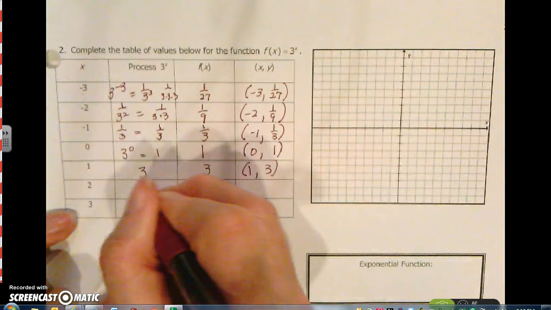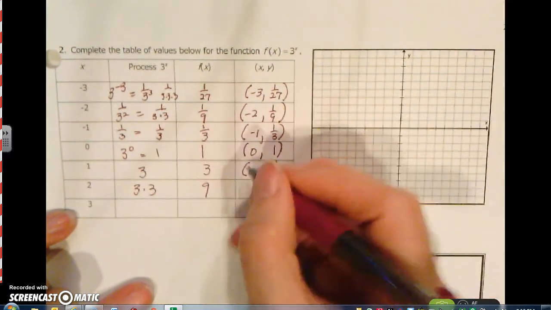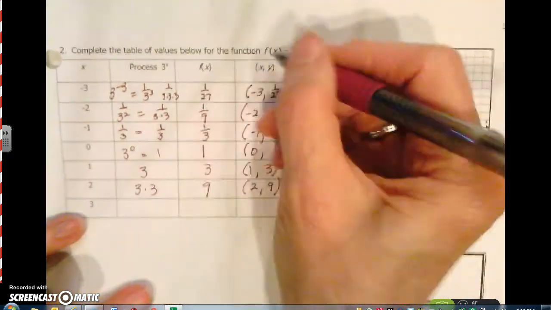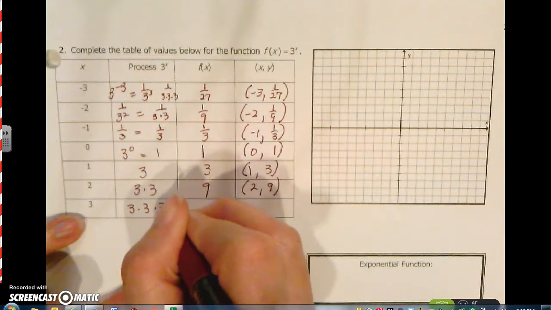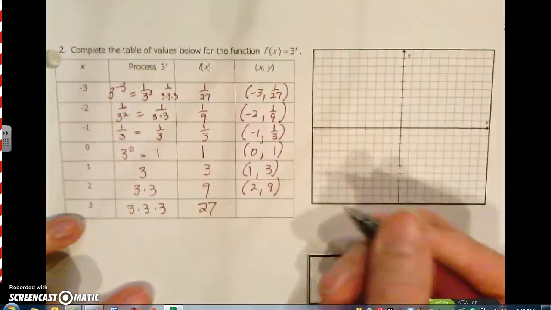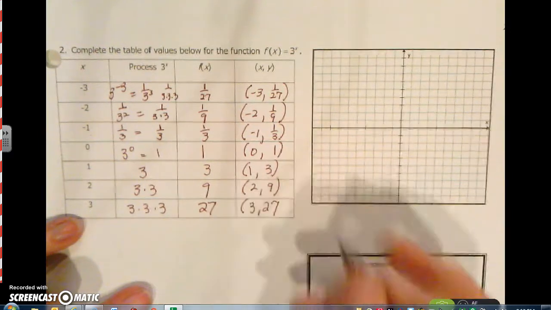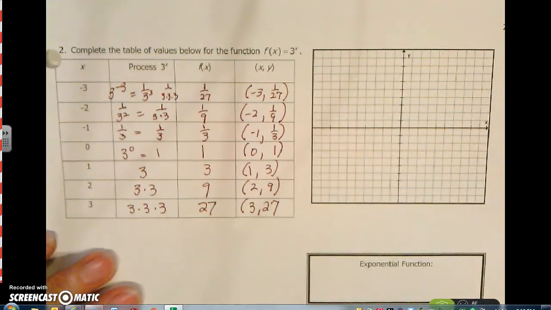When we have 3 squared, we'll have 3 times 3, which is 9. So we have the point 2, 9. And then when x is 3, 3 to the third power, it's going to be 3 times 3 times 3, which is 27. And we have the point 3, 27. All right, so we'll pick up on the next video and graph that. So if you want, go ahead and try and plot those yourself and then double check.